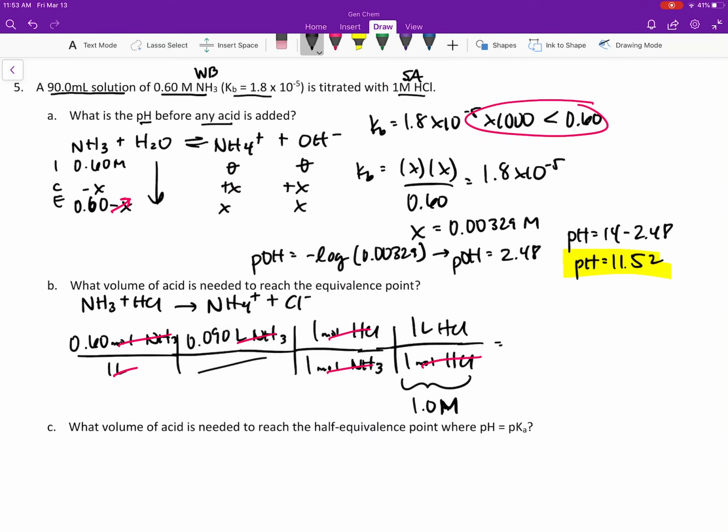And in the end, I get a final answer of 0.054 liters of HCl, which is the same as saying 54 milliliters of HCl needed to reach the equivalence point. So remember, in titrations, we tend to use milliliters.